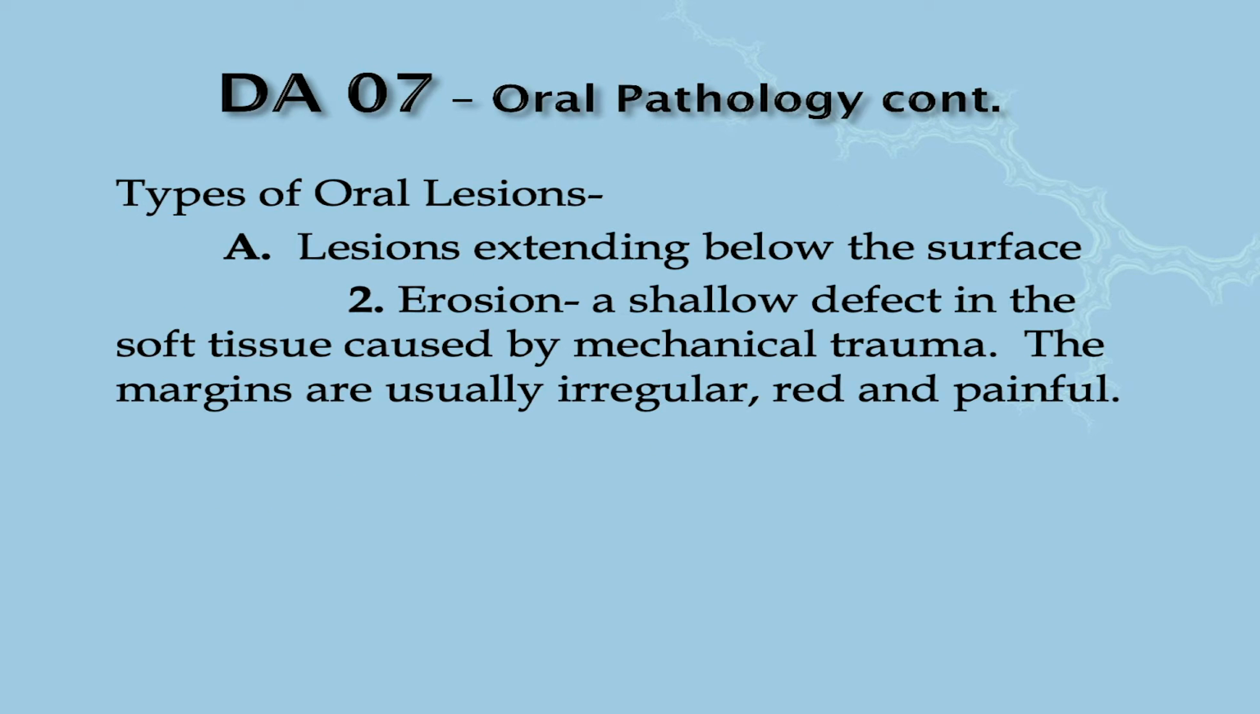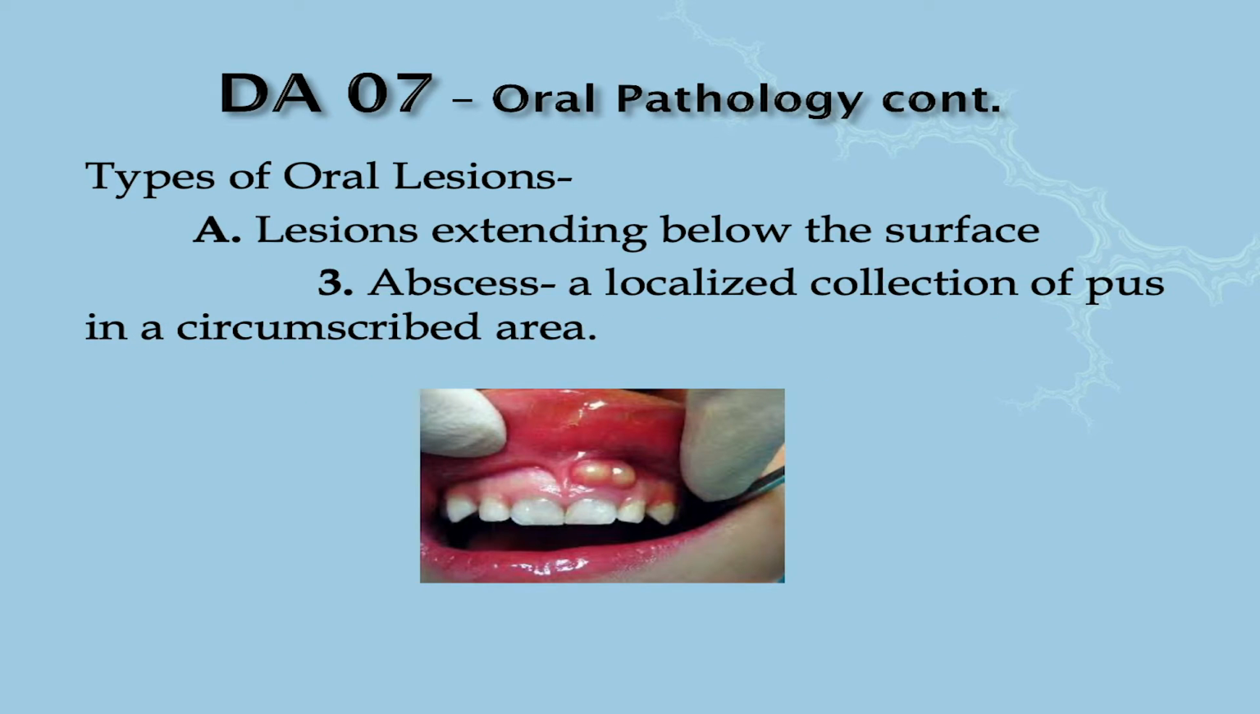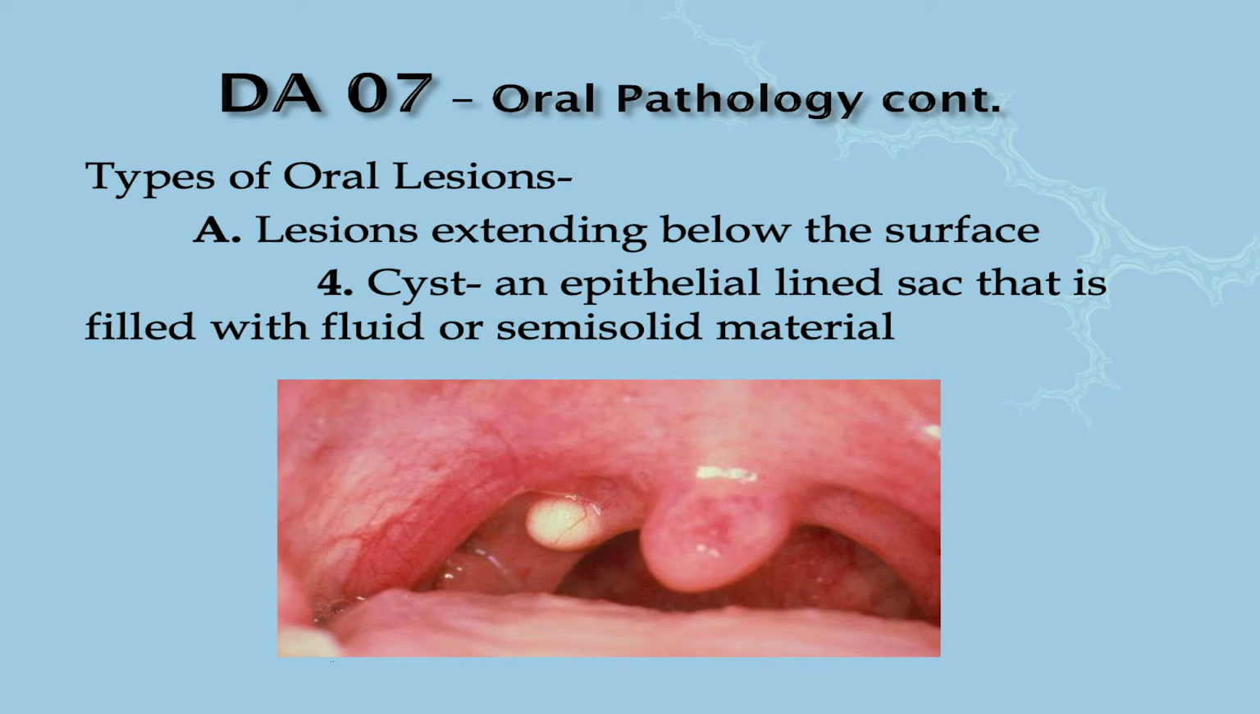Erosions are a shallow defect in the soft tissue caused often by mechanical trauma. The margins are usually irregular, red, and painful also. An abscess is something as a dental assistant you will see, and it is a localized collection of pus in a circumscribed area, often around the end of a root of a tooth. A cyst is an epithelial lined sac that is filled with fluid or a semi-solid material.